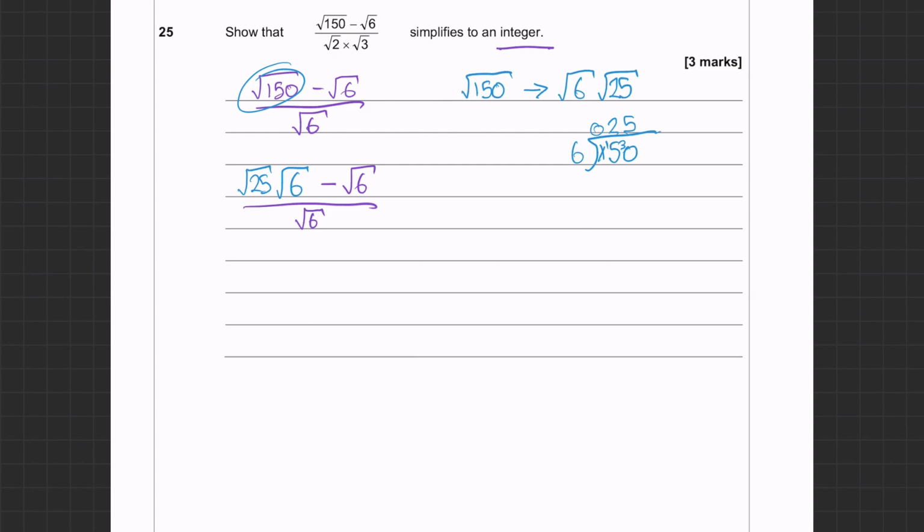And actually root 25 is a square number, so this will become 5 root 6 minus root 6, all divided by root 6. We can simplify this top line because 5 lots of root 6 take away root 6 is just 4 lots of root 6, and then divided by root 6. And lastly, we've got this root 6 here and root 6 here. So we can divide this entire numerator by root 6, because root 6 divided by root 6 is 1, so we're just left with 4. So you'll get a mark for this bit, a mark for this bit, and a mark for the final answer.